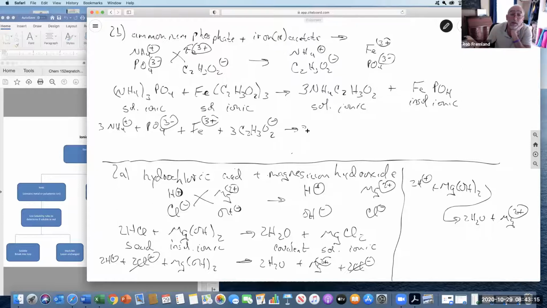Soluble ionic, 3 NH4s. And see, if you listed the ions up here, it makes this part much easier because you've got them right in front of you. You don't have to remember what the ions are. And then the insoluble, we leave it by itself. And then we start canceling spectators, the acetate. So our net is PO4 3 minus, Fe 3 plus, FePO4.